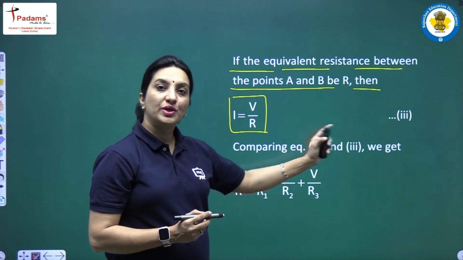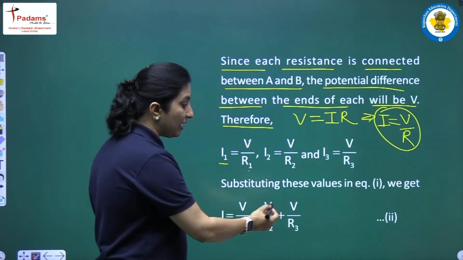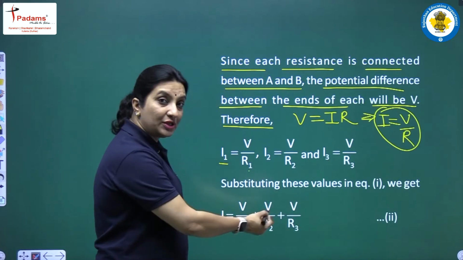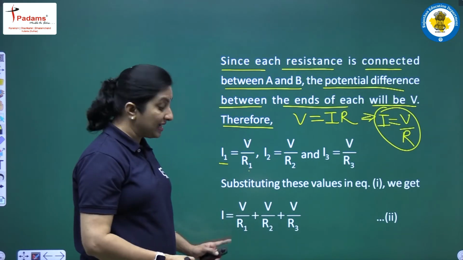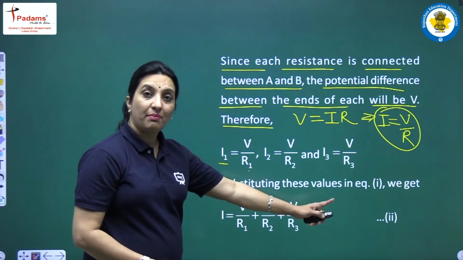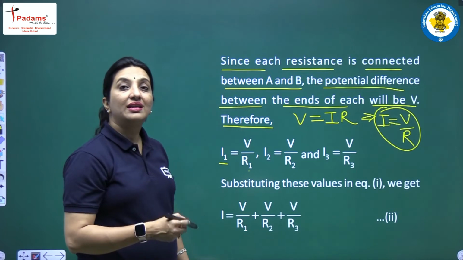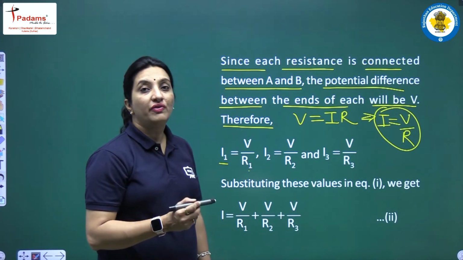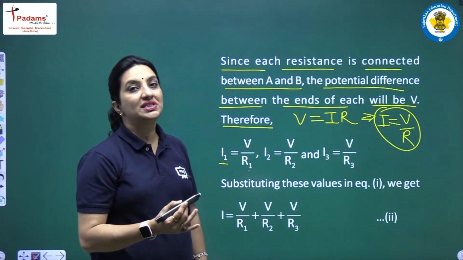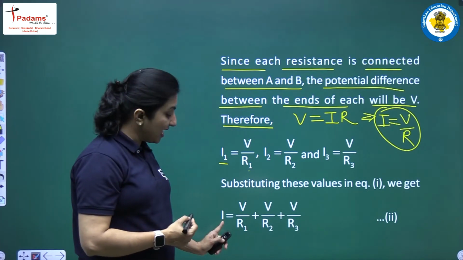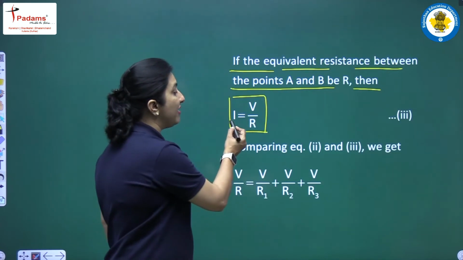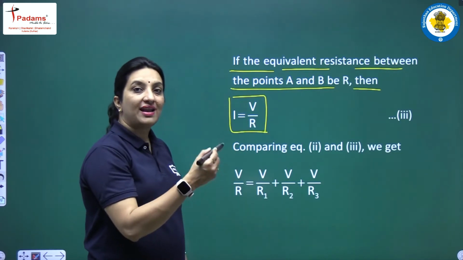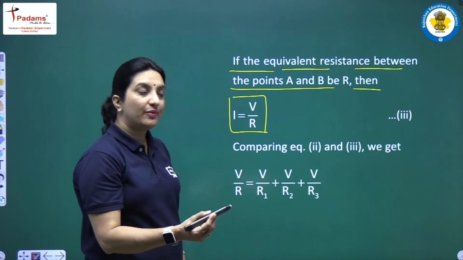Let this be equation number 3. Now in equation number 2 we had I is equal to this. Here what we see is that the left hand side of equation number 2 is I and the left hand side of equation number 3 is also I. So we can put the right hand sides equal to each other. So we will equate the right hand sides of equation 2 and equation 3.